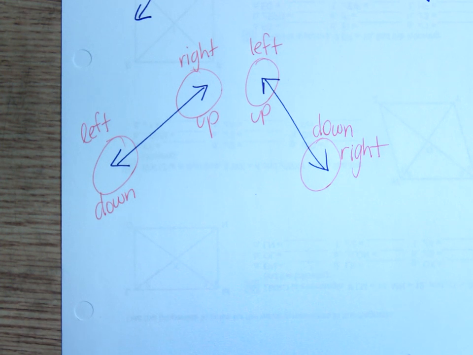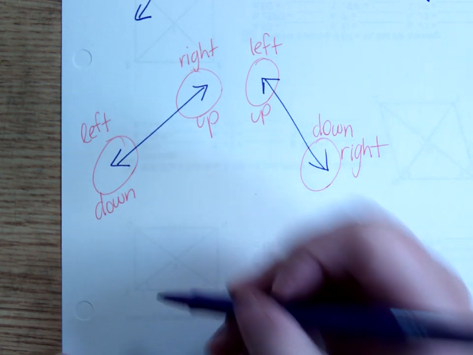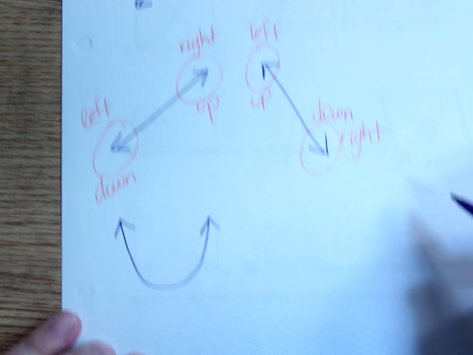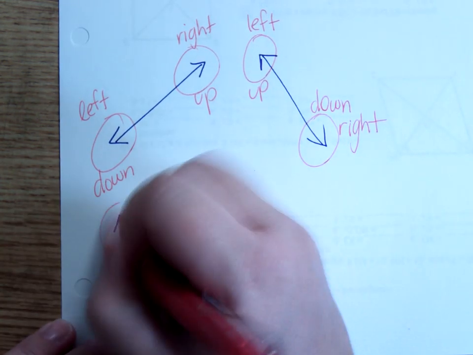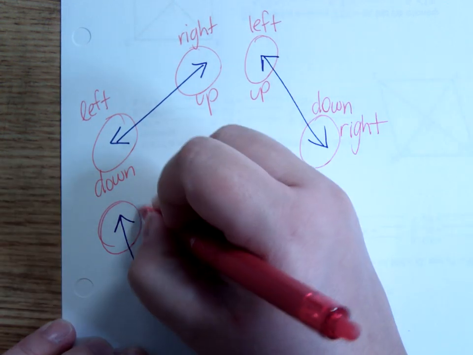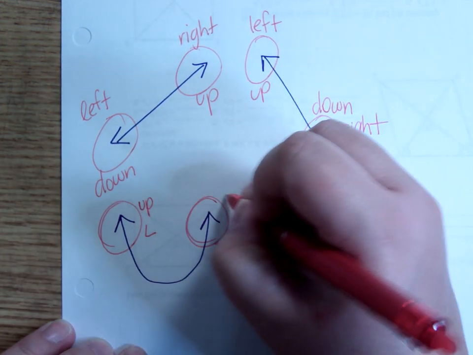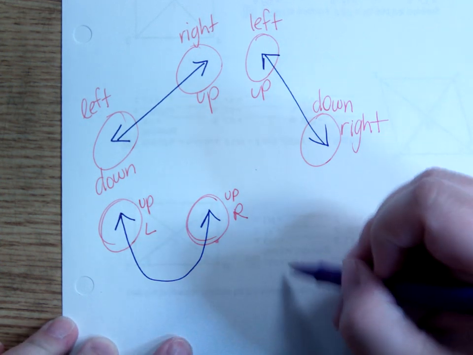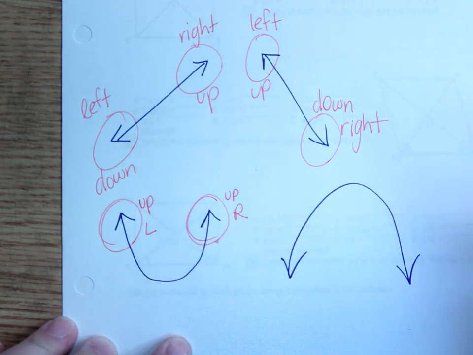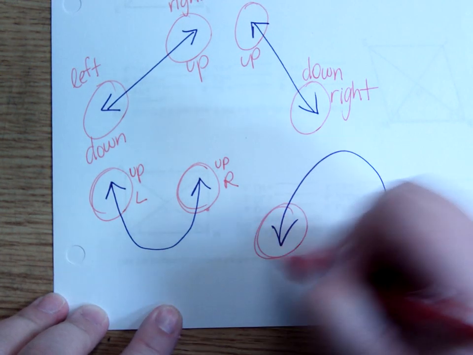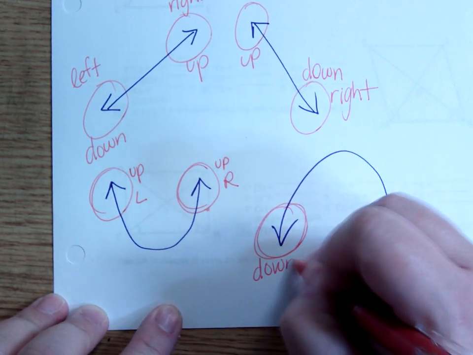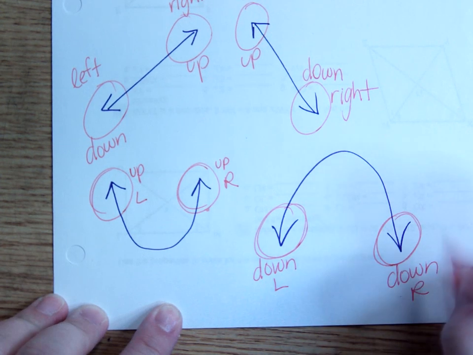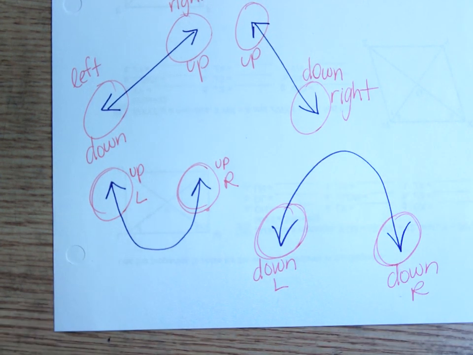Okay? Then the other option is they could both point the same way. So if I have a parabola that opens up, they point up on both the left and the right. Up on the left, up on the right. If I have a parabola that opens down, then it's down on the left and down on the right. Again, I don't care what's happening in here. Couldn't care less.